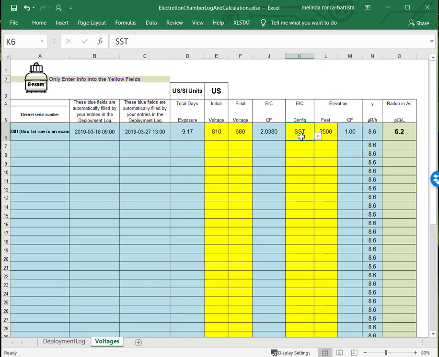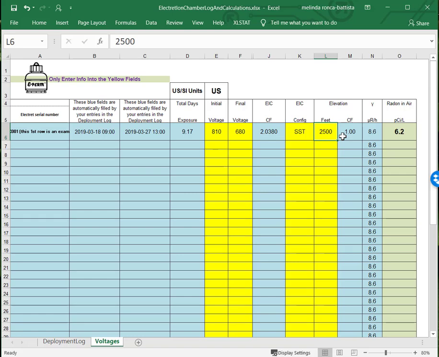In most cases for short-term measurements with short-term Electrets, you're going to be using the SST configuration, but if you're making longer term measurements, for example, or you have a different configuration, you would select those in the drop down box. And then the elevation in feet, and it does not have to be exact at all, just general for that state or general area.